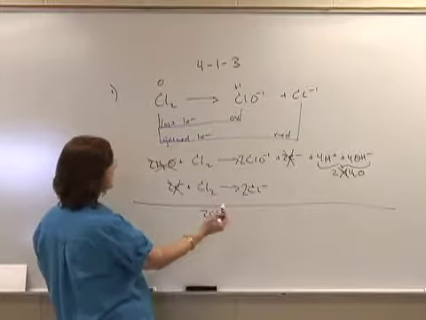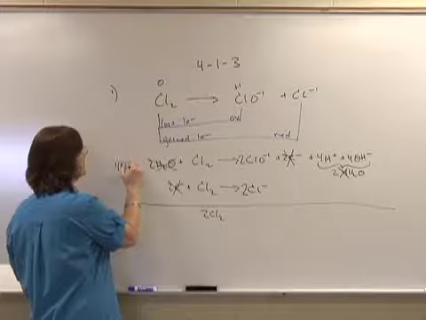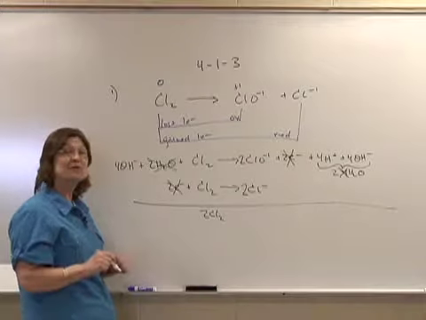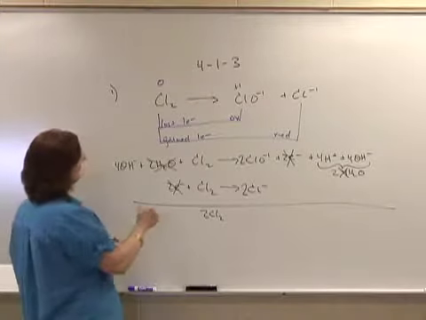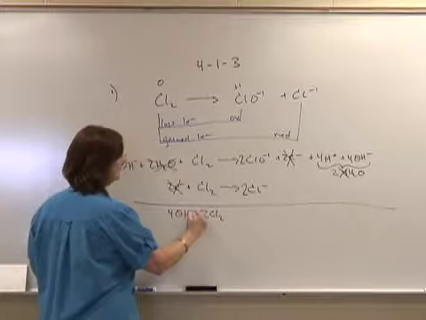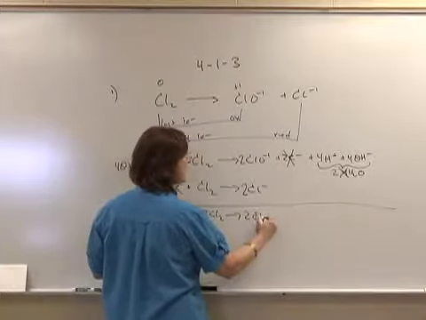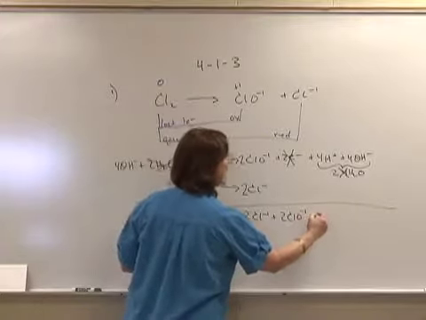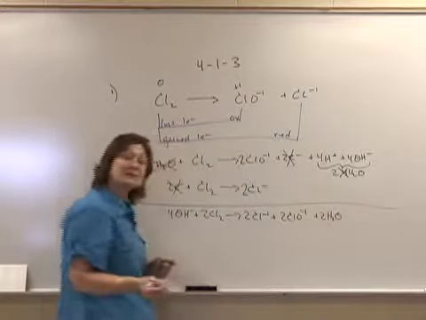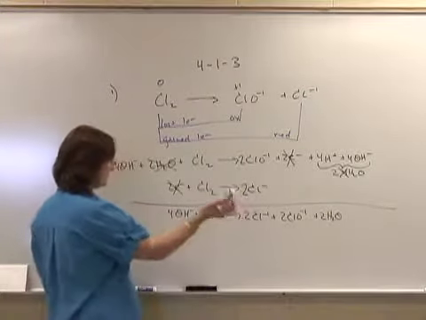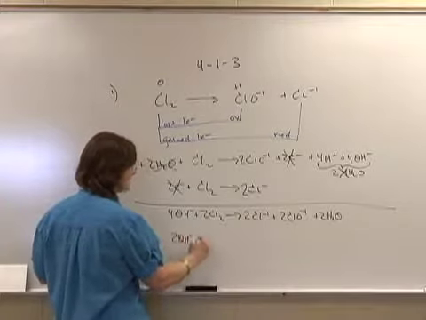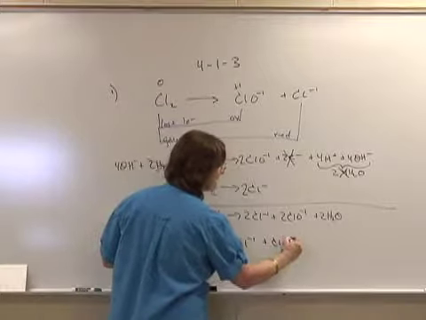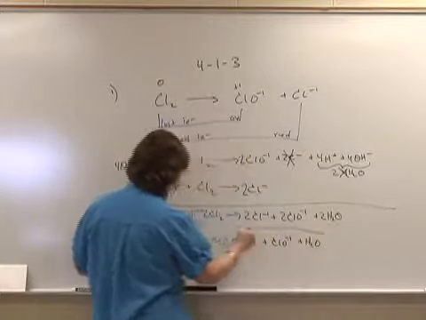And I believe I forgot something. I have to have 4 hydroxides on this side as well. Remember, we must add the hydroxide to both sides of the equation. Now, so I have my 4 hydroxides here. I get 2 chloride ions, 2 hypochlorite ions. They're both -1, and 2 waters. Now you can see that we can lower the ratio here, and I can divide everything by 2, so I get 2 hydroxides, chlorine, chloride ions, hypochlorite ions, and water. And that is my final answer.